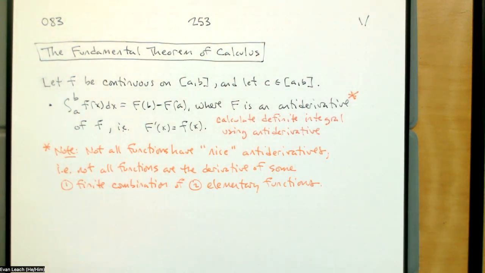Two parts of that niceness. A nice function would be a finite combination of elementary functions. All the functions that you've encountered up until this point in your mathematical career have been elementary functions.